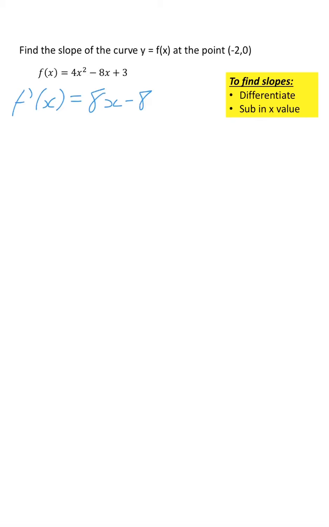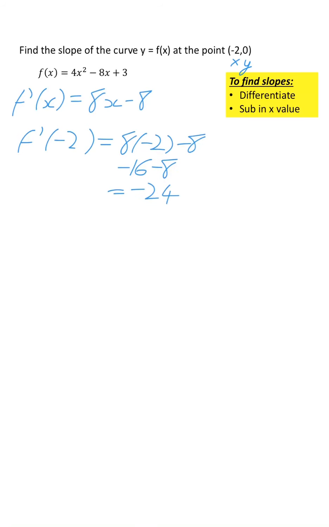I can find the slope here at any point by substituting in a particular x value. So with this question, we need to find the slope of the curve y equals f of x at the point minus 2, 0. So I've differentiated to find my slope function. And now, that's going to be x and y. All I have to do now is substitute in my x value. So I'm going to have 8 times minus 2 minus 8. So minus 16 minus 8. So minus 24. So at the point minus 2, 0 of this curve, the slope is minus 24.